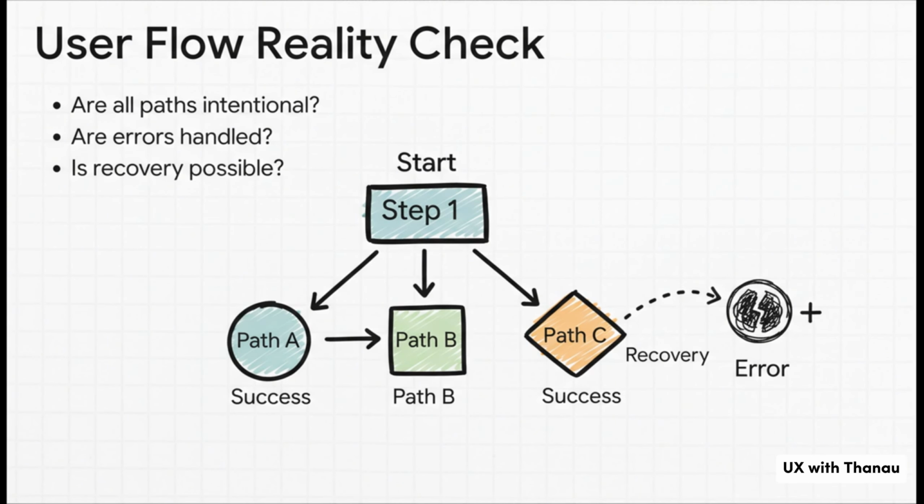So what happens when they do? Is there a way for them to recover? Or is their journey just over? A really robust user flow plans for imperfection.